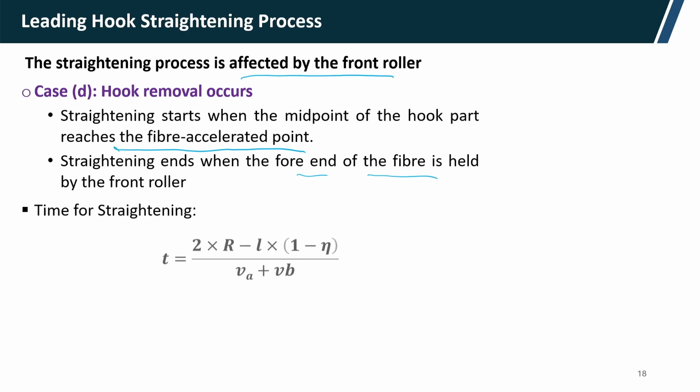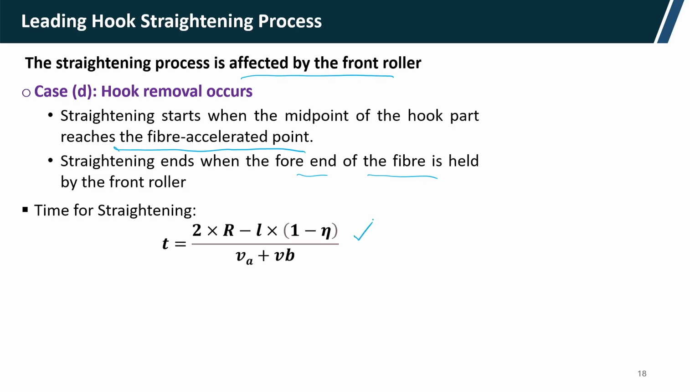Time for straightening, this is the time which has been calculated: 2r minus L multiplied by 1 minus eta, divided by VA by VB. VB is the back roller speed and VA is the front roller speed. R is the total space available for straightening.